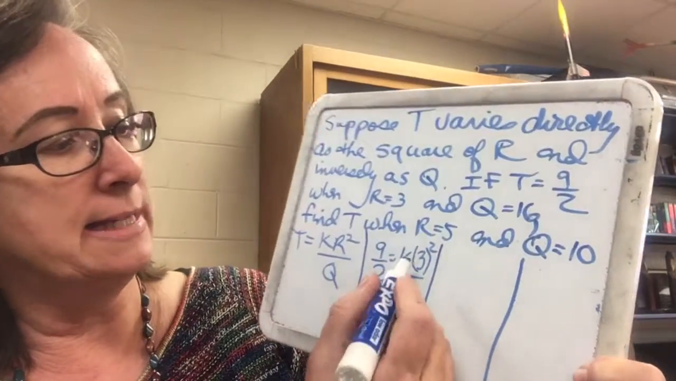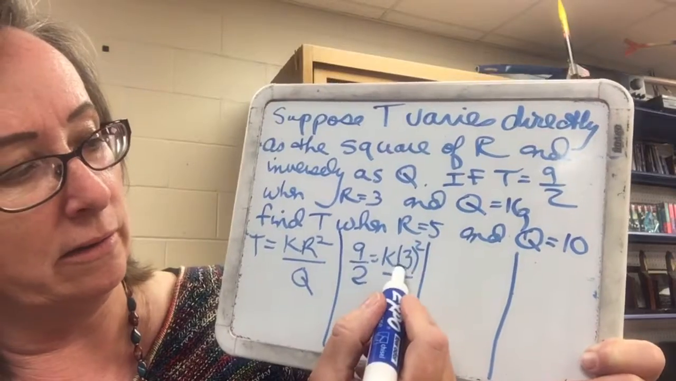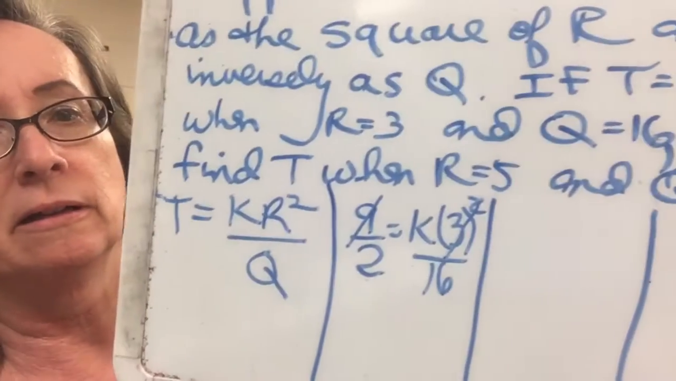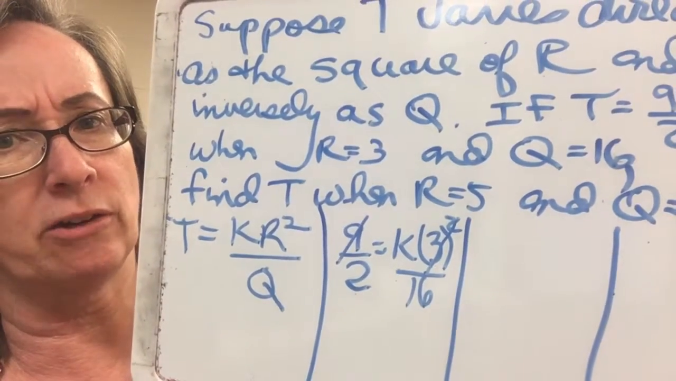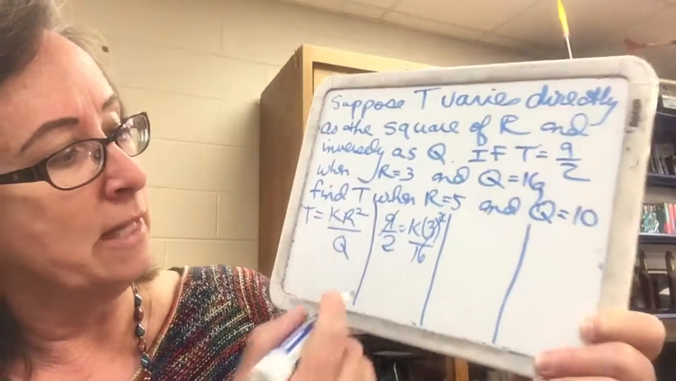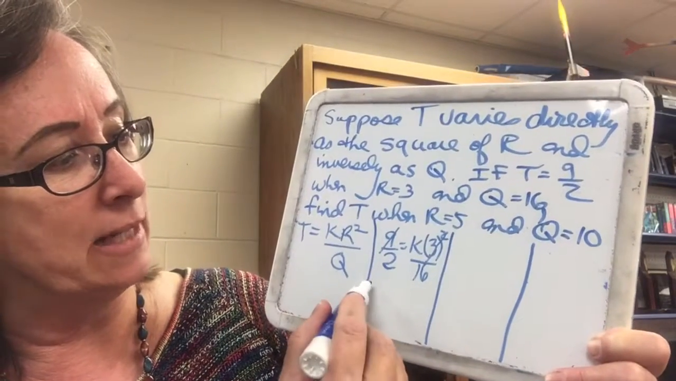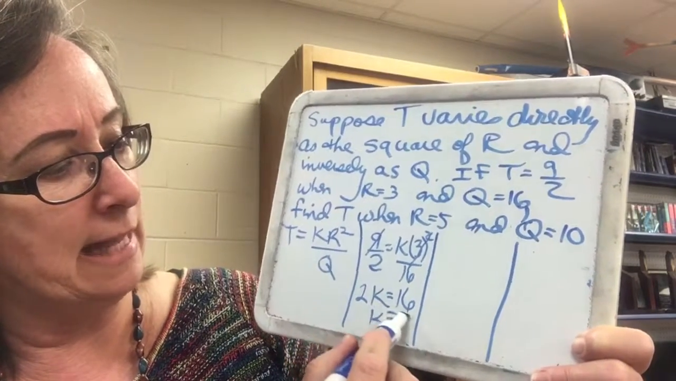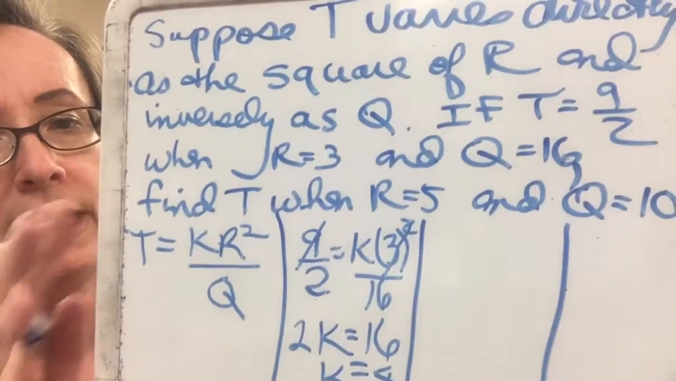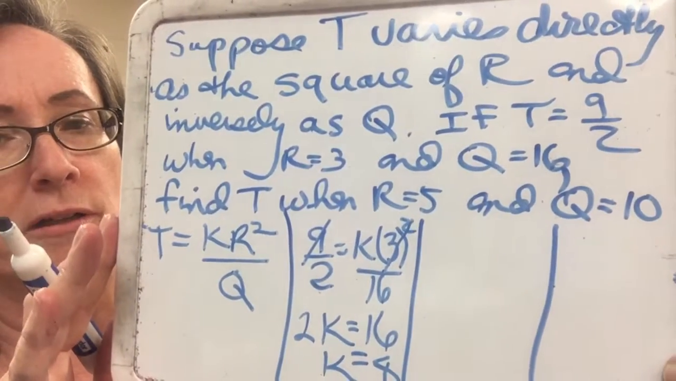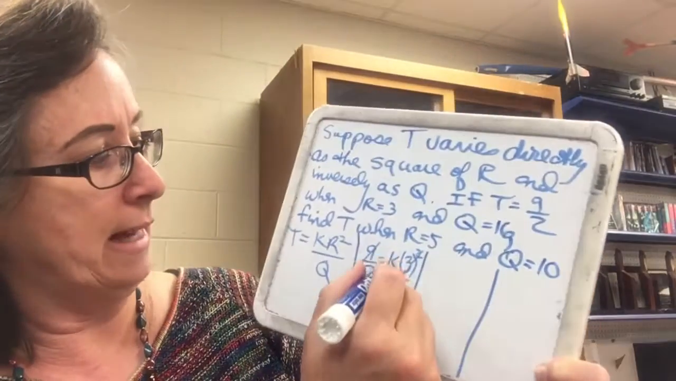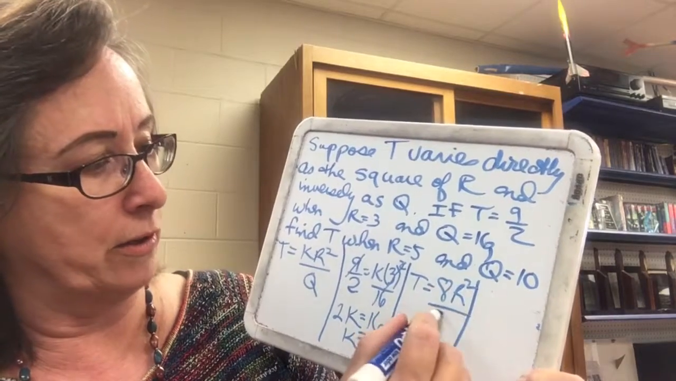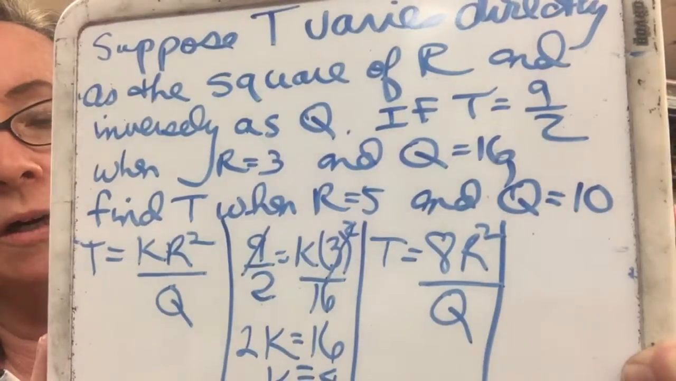So this is 9 over 2, because 3 squared is 9. Now notice I have a 9 in the numerator and a 9 in the numerator. I'm just going to get rid of those two 9s because they're in each one of the numerators. So now if I cross multiply, I get 2k is 16, k is 8. So now I'm going to put k is 8 back into the original formula. So then I'm going to have t is 8r squared over q as my new equation.